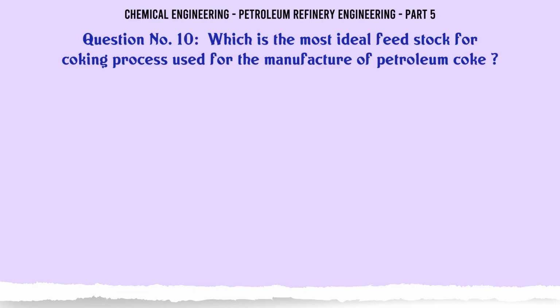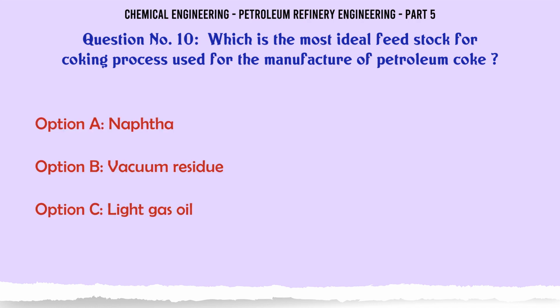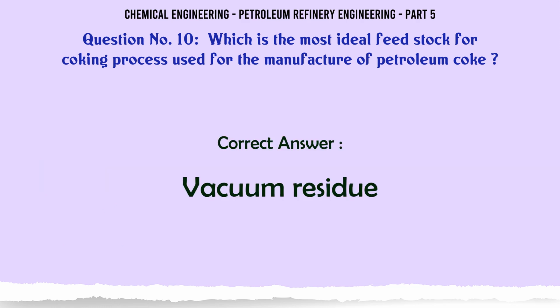Which is the most ideal feedstock for coking process used for the manufacture of petroleum coke? A. Naphtha. B. Vacuum residue. C. Light gas oil. D. Diesel. The correct answer is vacuum residue.